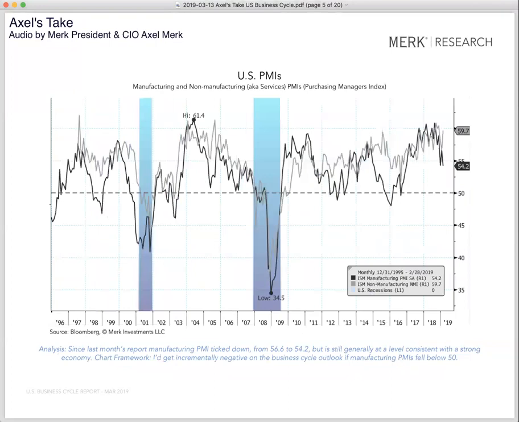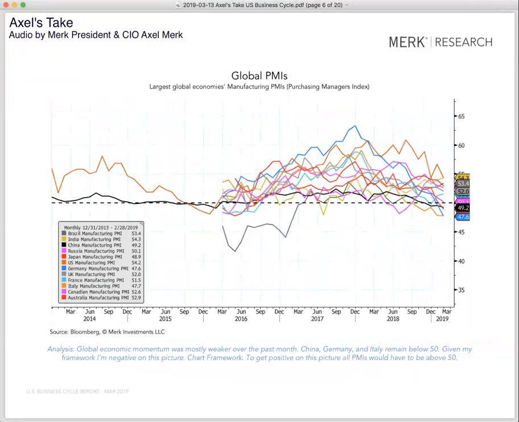And PMI here in the US is in expansionary territory. It's ticked down, manufacturing PMI, but is in expansionary territory. Noteworthy, however, is the global PMIs. Several of the large economies, China and Germany in particular, also Italy, are below 50. And if I'm not mistaken, France had dipped a tad below 50, is back above, but still headwinds have increased in the rest of the world, and there is no doubting of that.